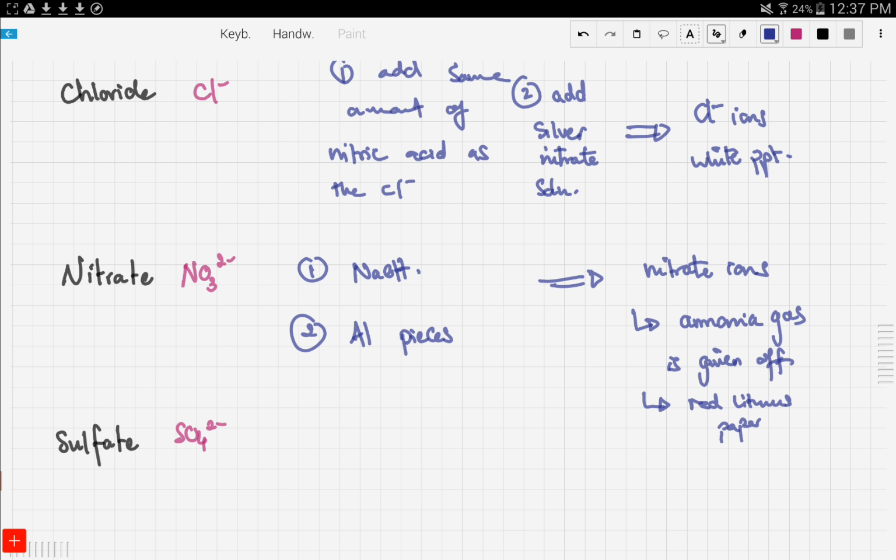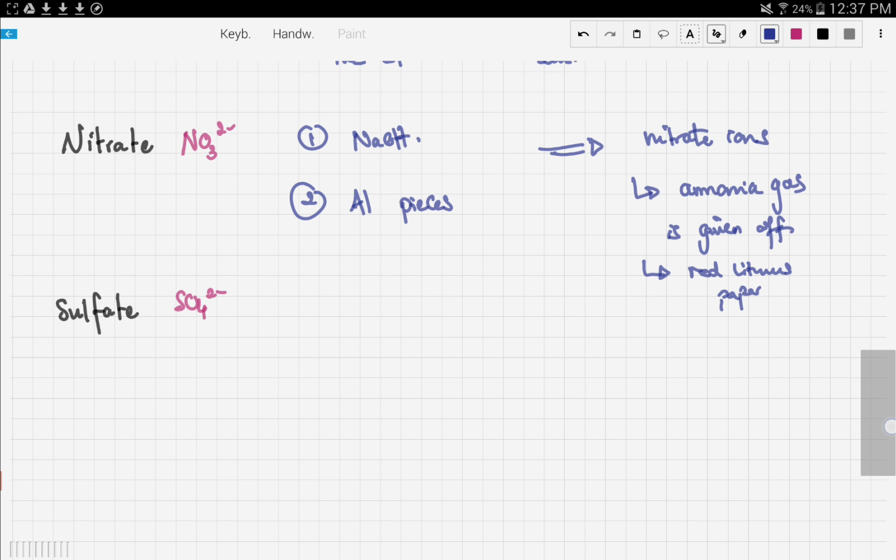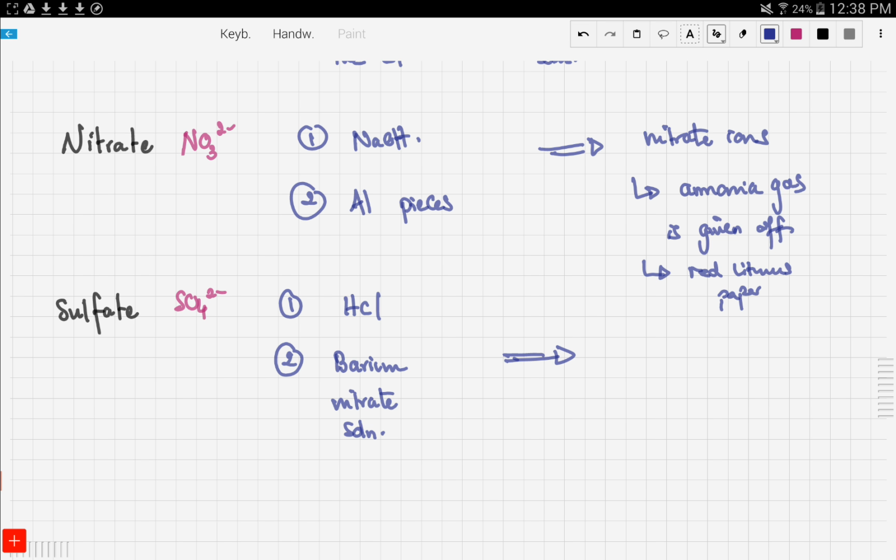Now finally, let's talk about the sulfate. For the sulfates, we also need 2 steps. You first add dilute hydrochloric acid, and then you add some barium nitrate solution. So barium nitrate solution, and if sulfate ion is present, then a white precipitate forms.